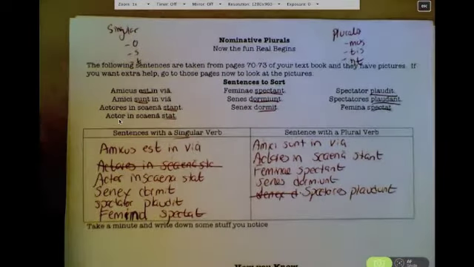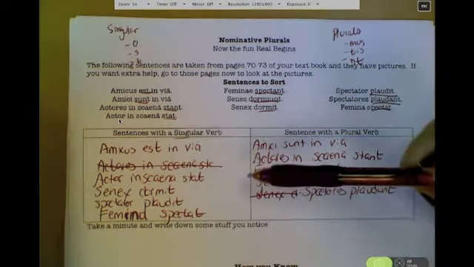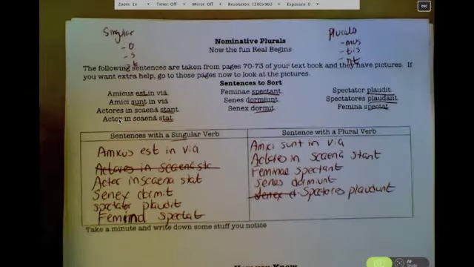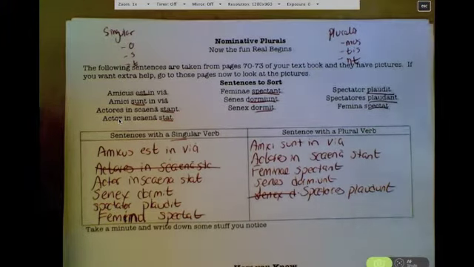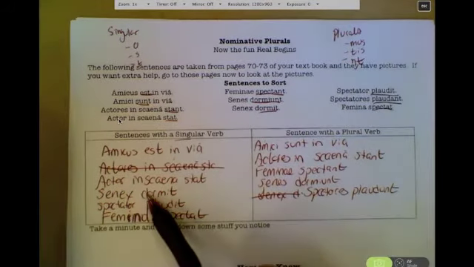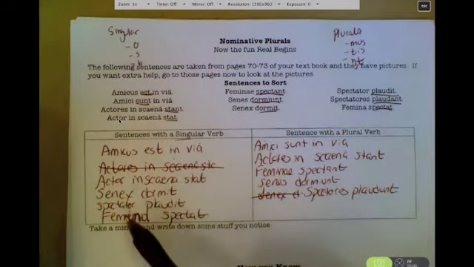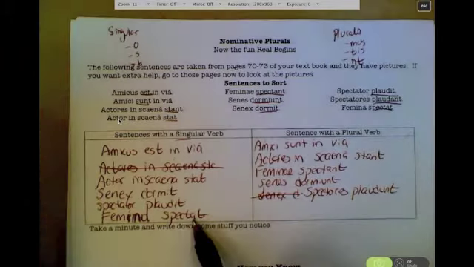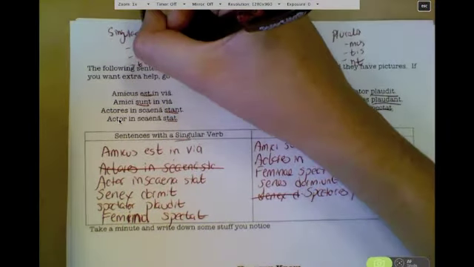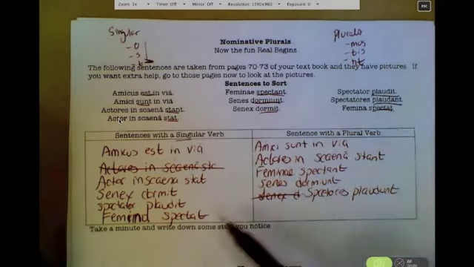Alright, unpause. I want you to realize that I made a couple mistakes here. I had to cross some stuff out, but that's okay. You can follow along. So you should have amicus est in via in this one, like we did together. Actor in scena stat, senex dormit, spectator plaudit, femina spectat. And again, all of these have one of these endings, specifically the T.